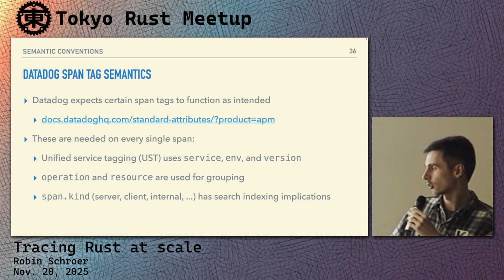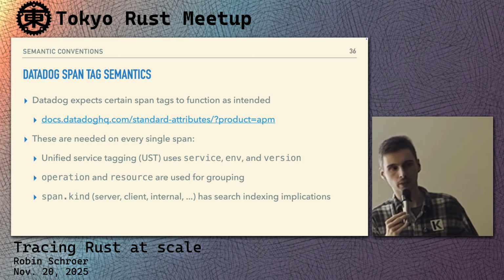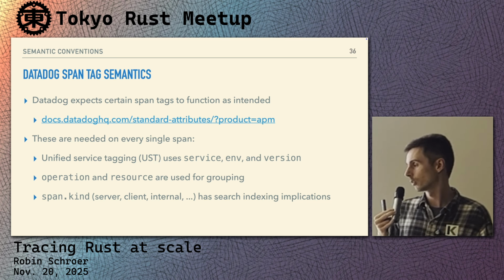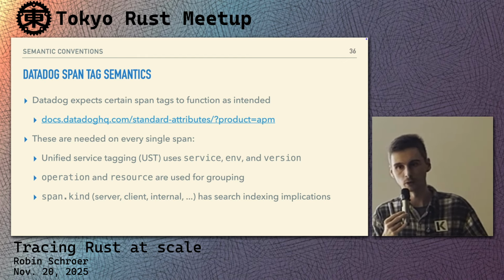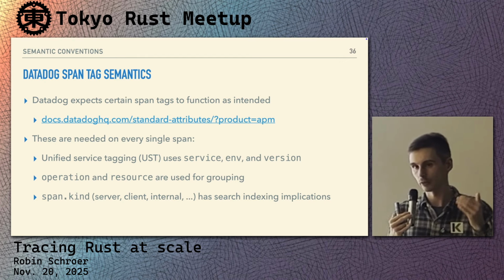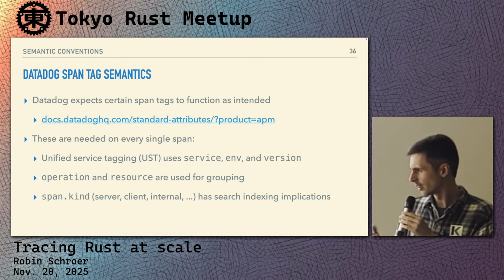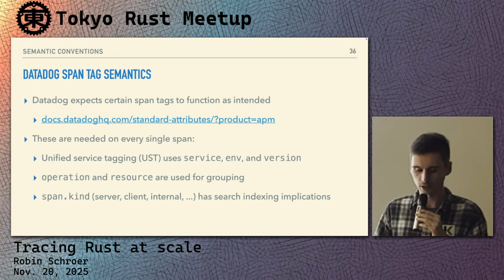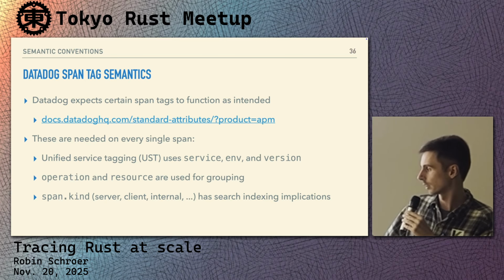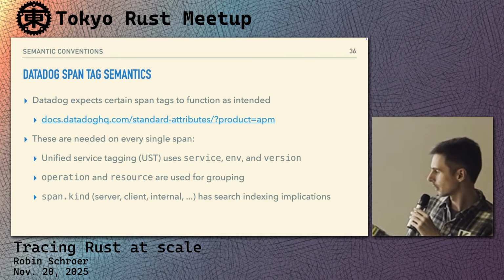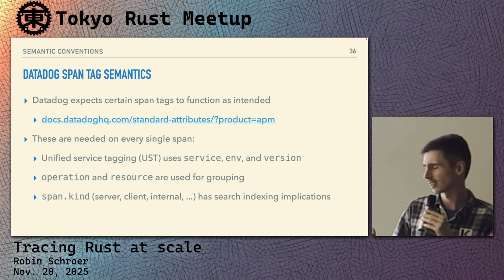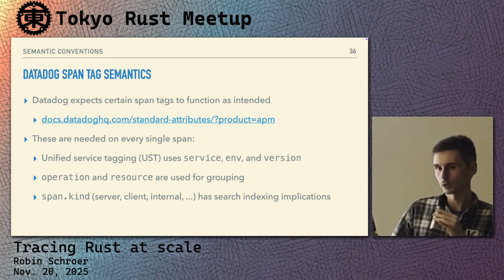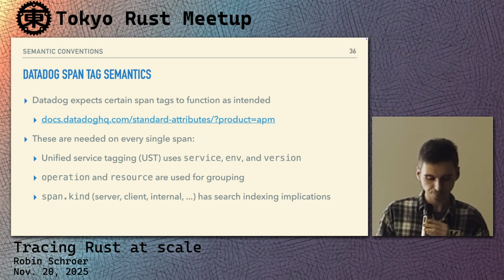Then it also uses the operation and the resource. An operation might be something like HTTP request or message handled. And then the resource is like the specific endpoint or the specific kind of message. So there's more hierarchy in there. It also uses the span.kind tag, which is borrowed from OpenTelemetry. That would be something like server or client or internal. And that has some implications when it comes to search indexing and also trace metric generation, because, for example, you can only search for service entry spans.